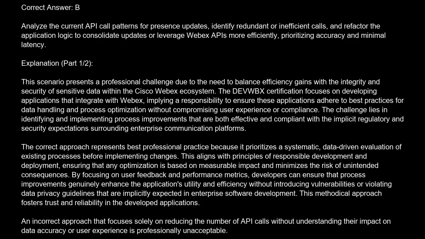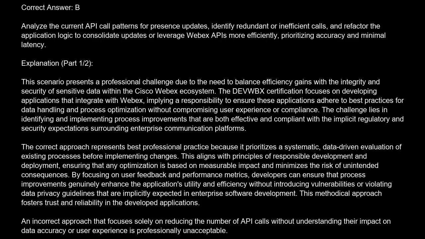The correct approach represents best professional practice because it prioritizes a systematic, data-driven evaluation of existing processes before implementing changes. This aligns with principles of responsible development and deployment, ensuring that any optimization is based on measurable impact and minimizes the risk of unintended consequences. By focusing on user feedback and performance metrics, developers can ensure that process improvements genuinely enhance the application's utility and efficiency without introducing vulnerabilities or violating data privacy guidelines that are implicitly expected in enterprise software development. This methodical approach fosters trust and reliability in the developed applications.